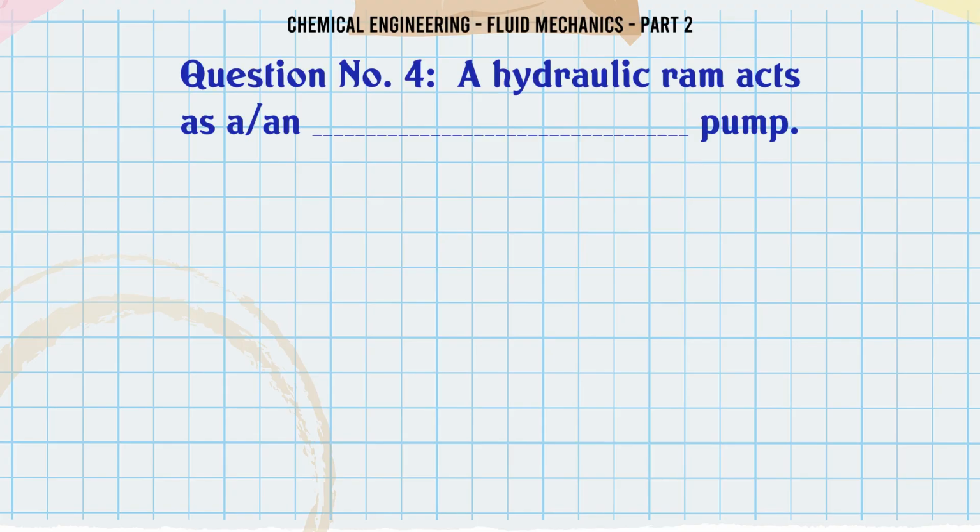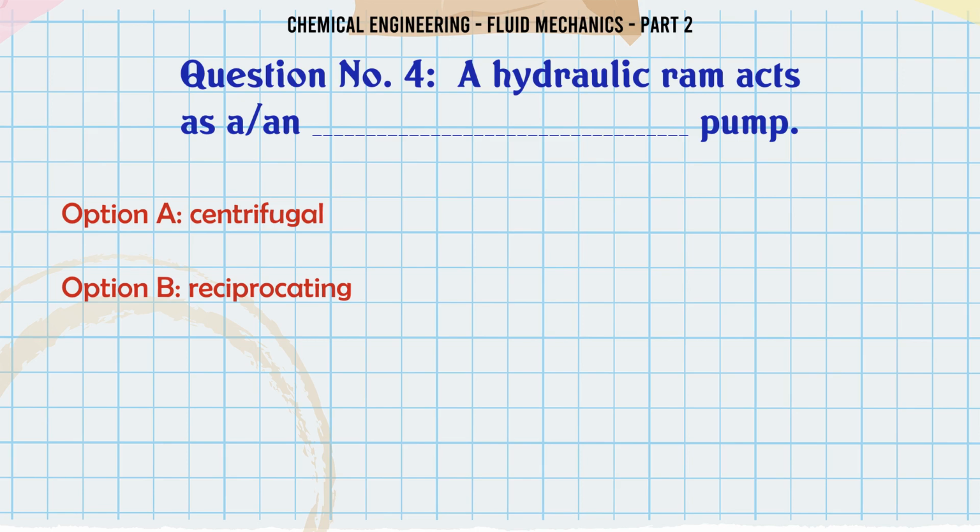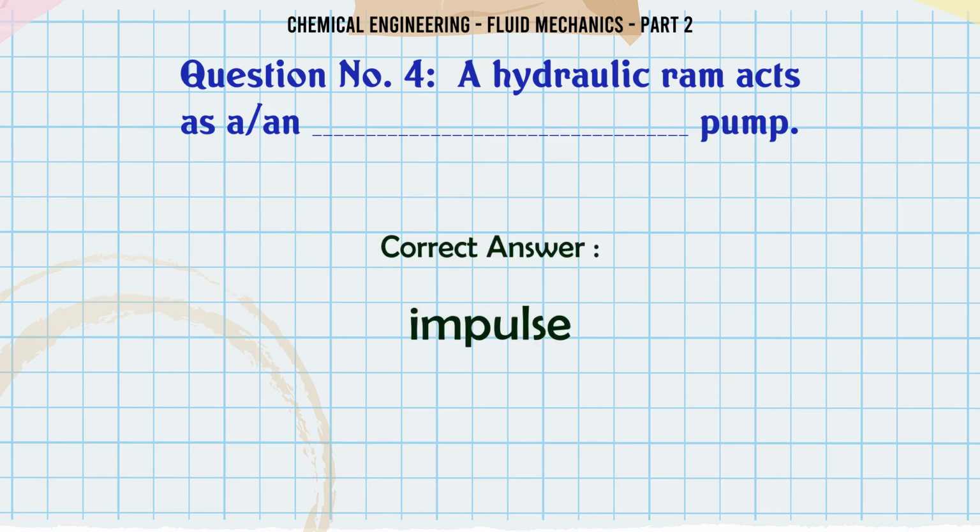A hydraulic ram acts as an pump. A. Centrifugal. B. Reciprocating. C. Impulse. D. Parallel cylinder. The correct answer is impulse.